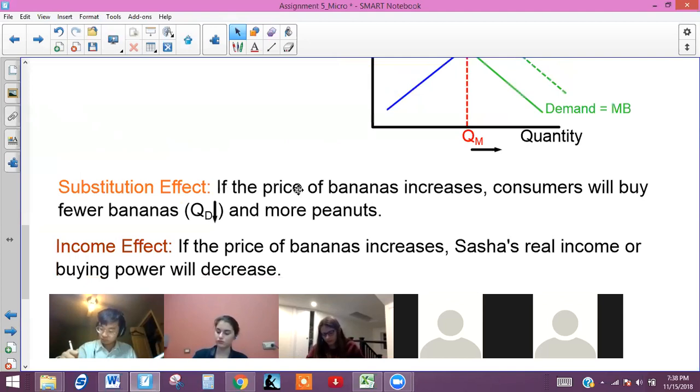But just so you know, in this type of problem, both the substitution effect and the income effect are going to have the same result. She's going to buy fewer bananas and more peanuts because of the substitution effect. And in order to maintain her same buying power, in order for her not to lose real income, she's going to stop buying bananas that are more expensive and start buying more peanuts, which are not more expensive. Okay? Does that make sense? Good? Easy, right? Now, I think that's everything.